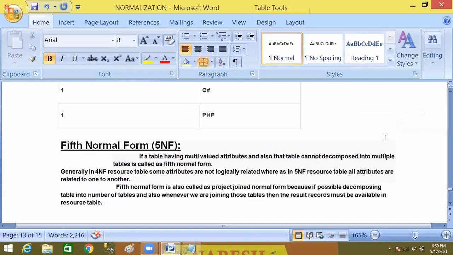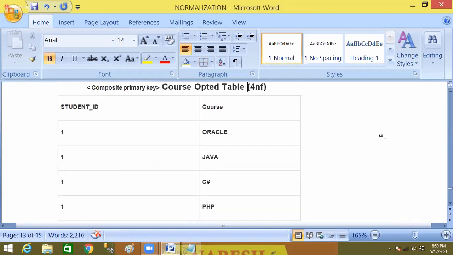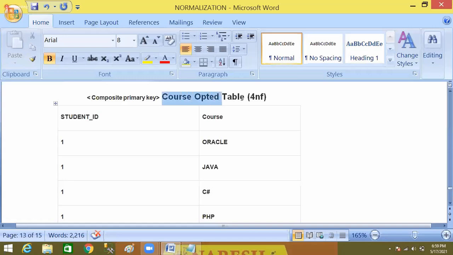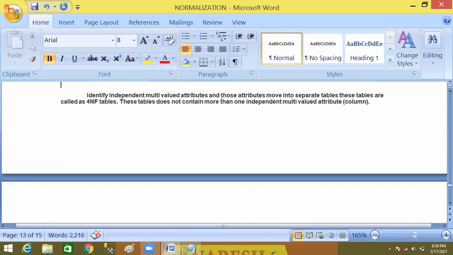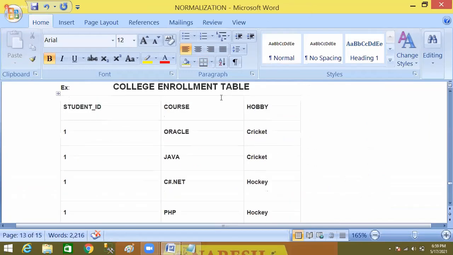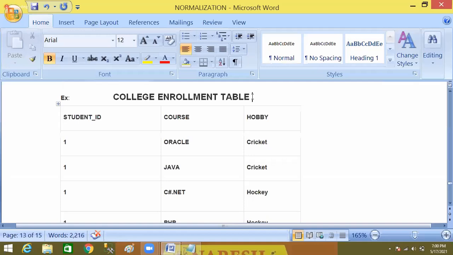To understand simply, see, the course opted table is a fourth normal form table, and the hobbies table is a fourth normal form table. But before hobby and course, we have one table called college enrollment. So can I say, guys, that college enrollment is called fifth normal form? Come on, can I say this table is fifth normal form?